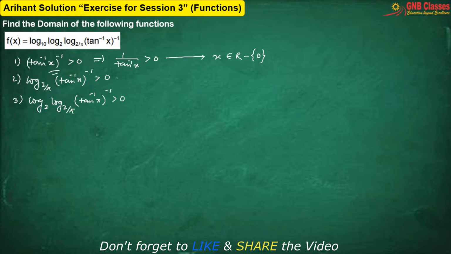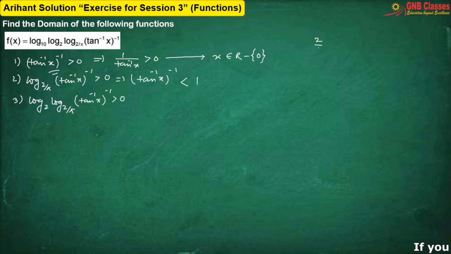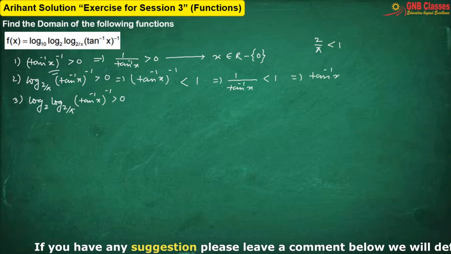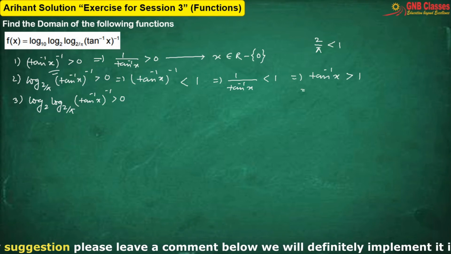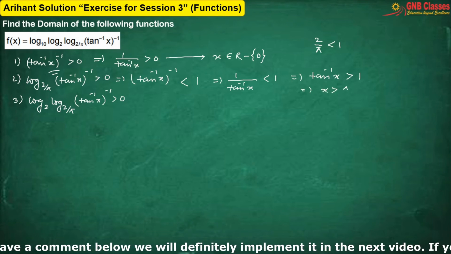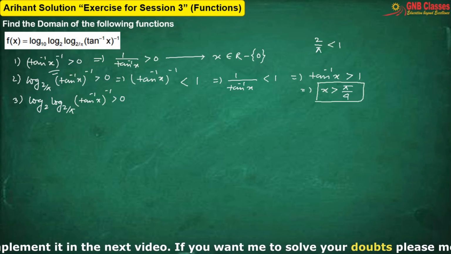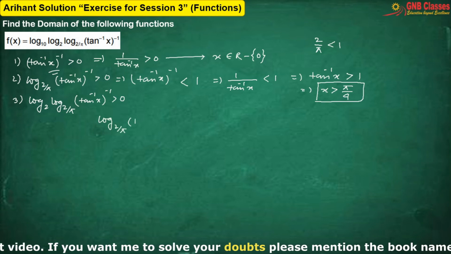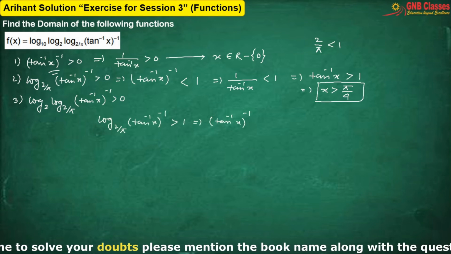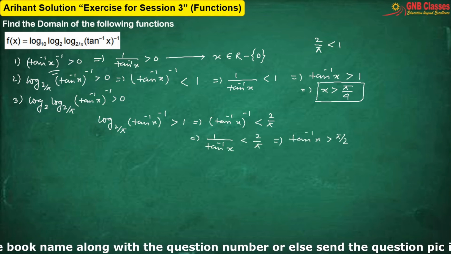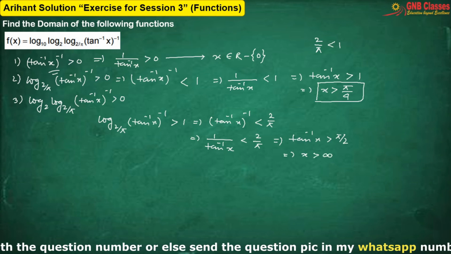Now from the second one we can say, you know why I have changed the sign? Because 2 by pi is less than 1. Is it clear? That is why I have changed the sign. So that implies, reversing it, we are getting greater than 1, which implies x is greater than pi by 4. Is it clear? x is greater than pi by 4. Now let us come to the third one. Now from this inequation we are getting that x is greater than infinity.